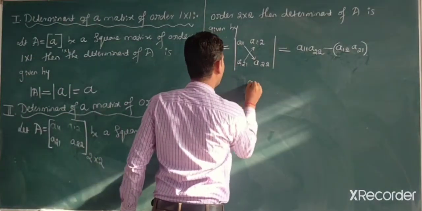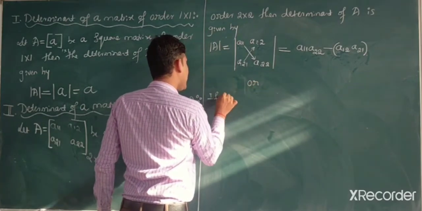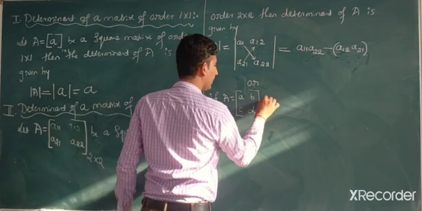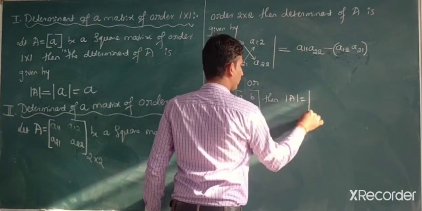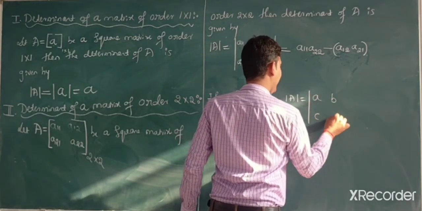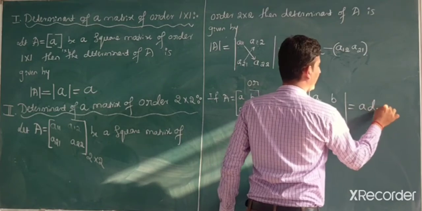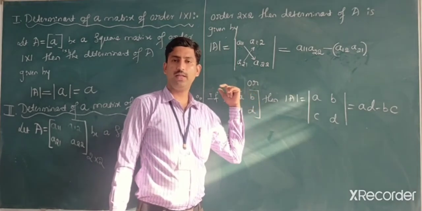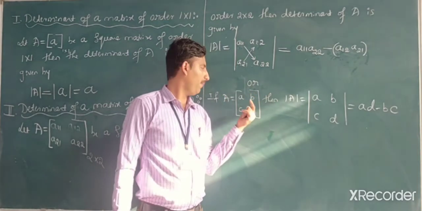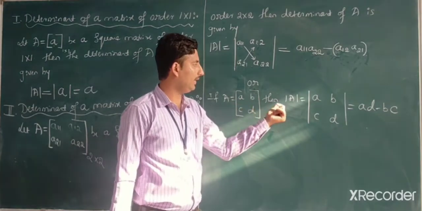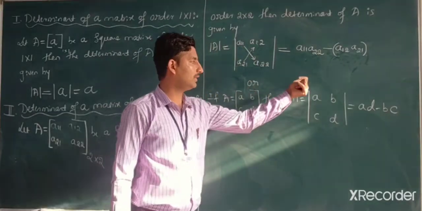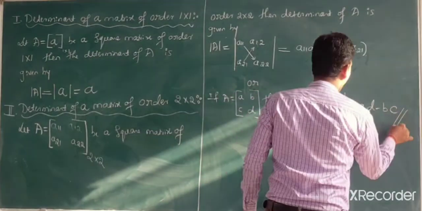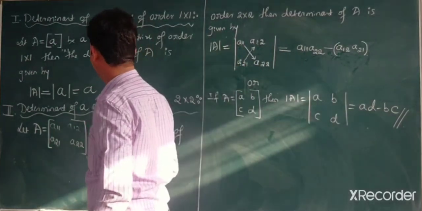Or, if A is equal to [a b; c d], then the determinant of A is equal to ad minus bc. Are you agree? I have changed their values. Before that, we had A11, A12, that is place values, but in general we have taken a, b, c, d. The determinant of A is nothing but ad minus bc. This is the formula. You should be perfect with these formulas.